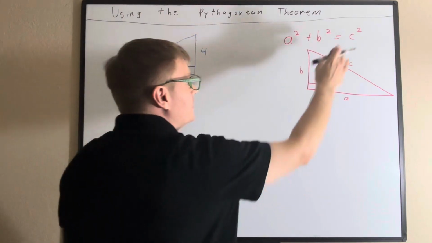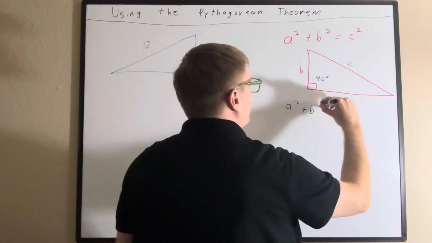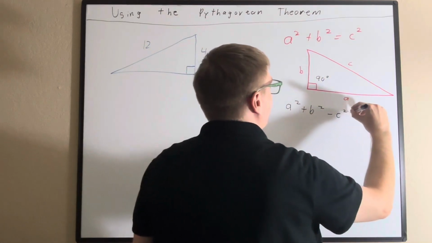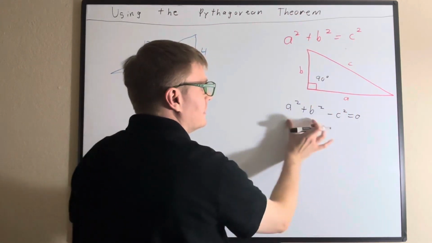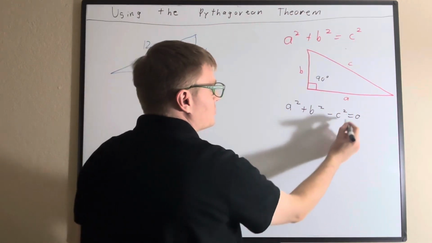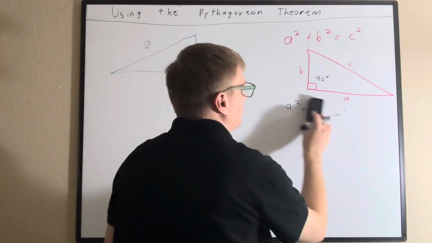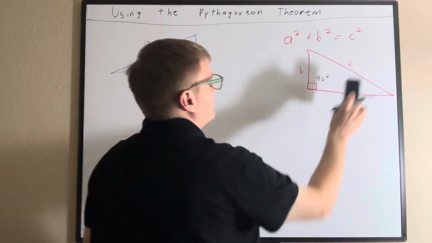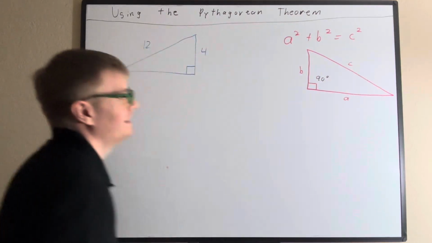Because if we were to move things around, it would be A squared plus B squared minus C squared equals 0. See, if we subtract C squared from both sides, we would get that. And in subtraction, we know that order matters. So it's very important that we remember which one is the C side.